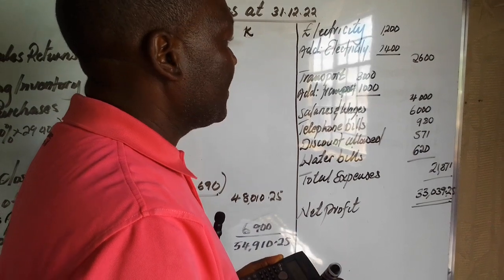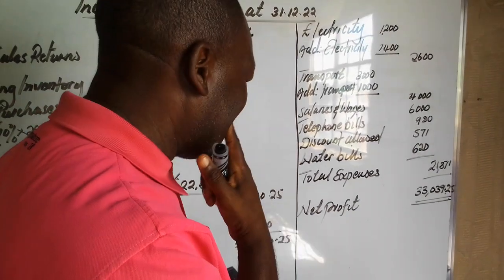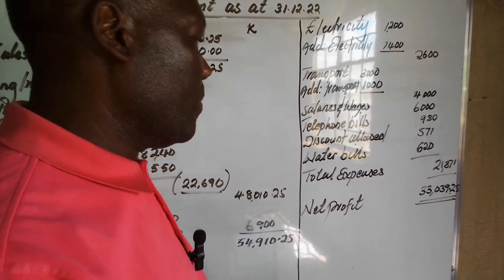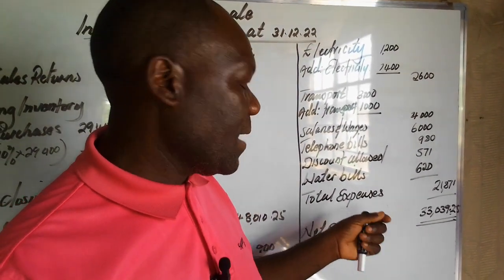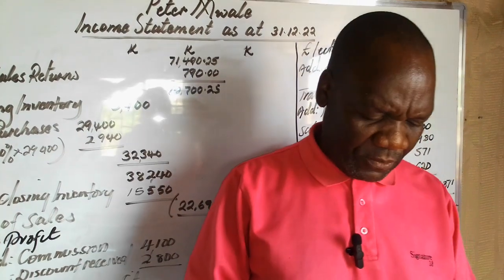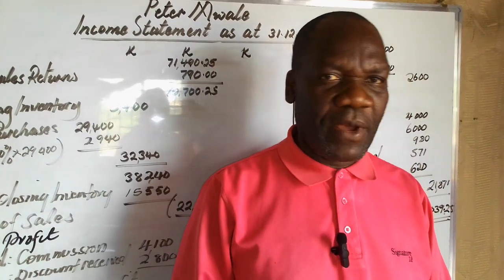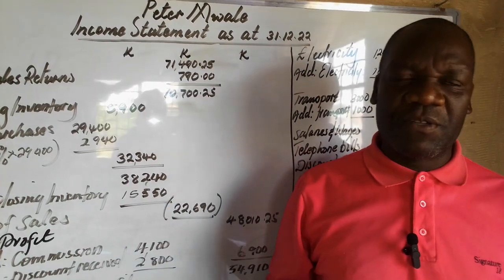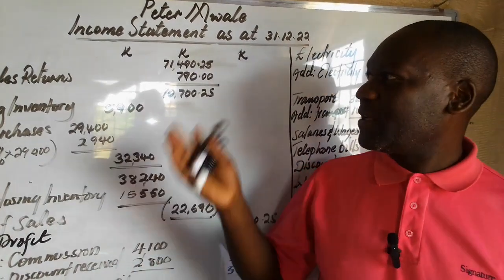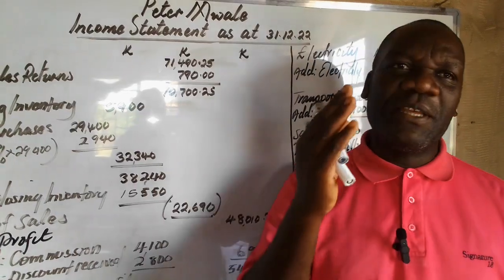So you can see that Peter Mwale, as a sole trader, was able to make 33,039 kwacha 25 ngwee. So this is the income statement of a sole trader. It is as simple as what you have seen. See you in the next video.